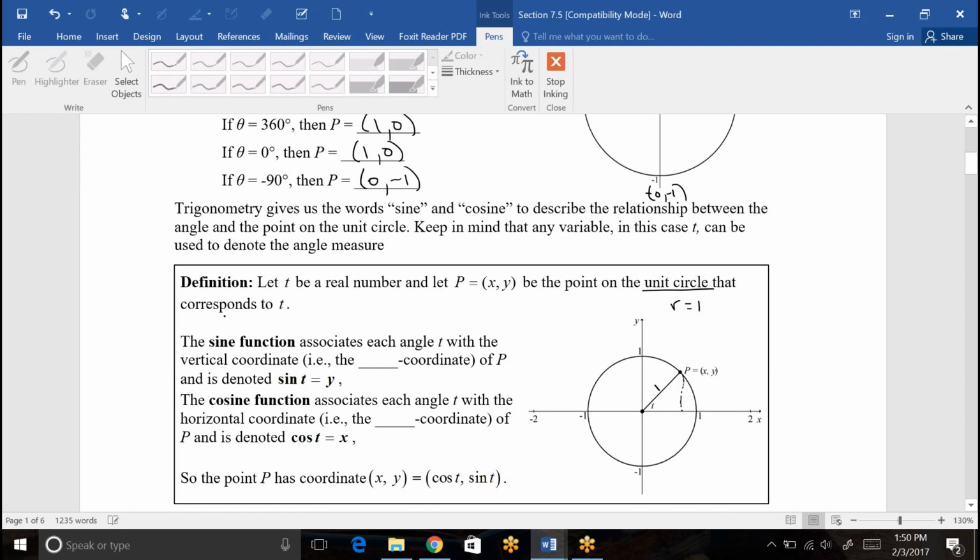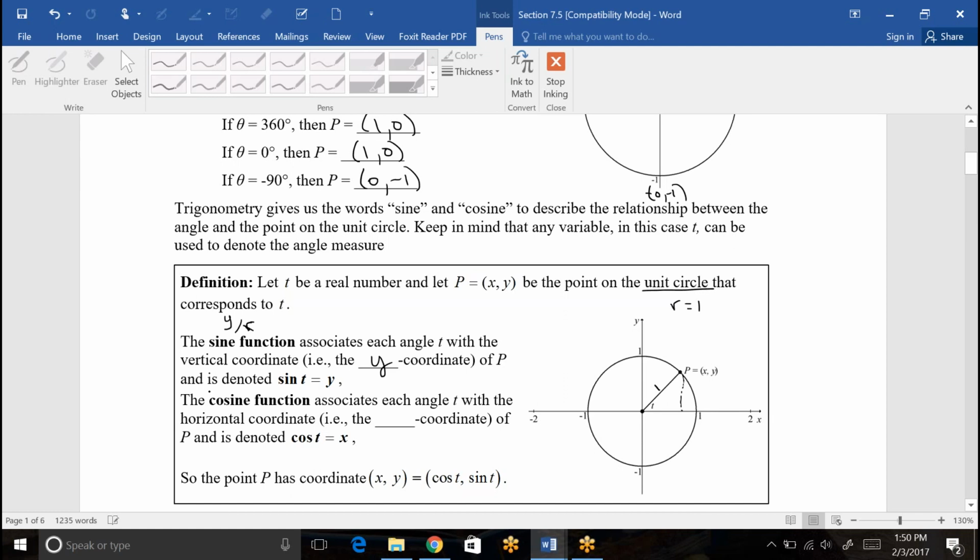So remember, sine function is y over r. So that would be this y value, whatever that height is, over 1. So when you're dealing with the sine function, it associates an angle t with a vertical coordinate, which is the y coordinate of P, and is denoted sine of any real number equals y.